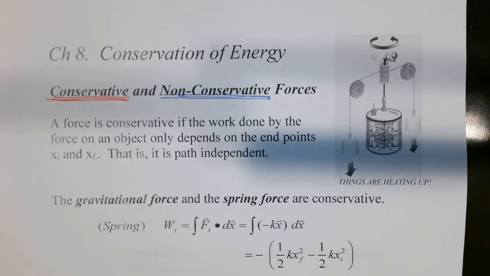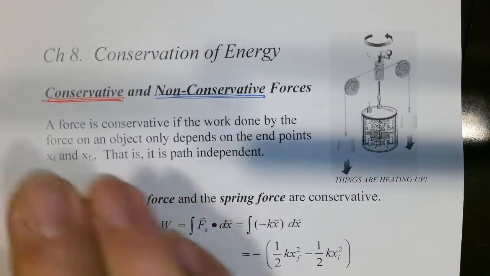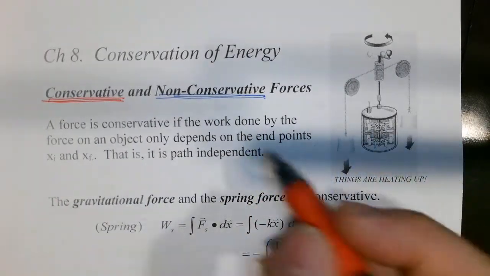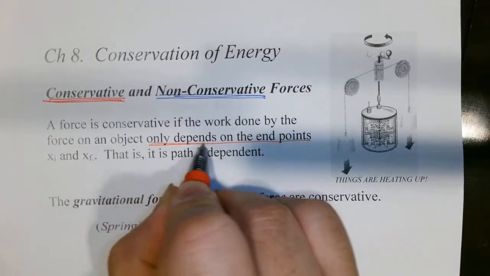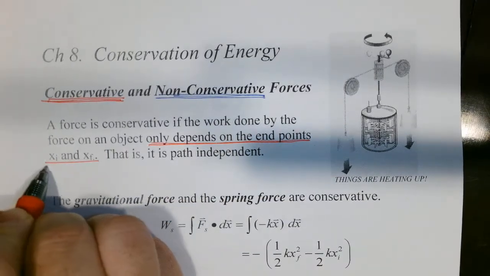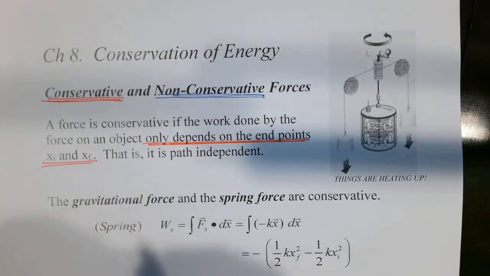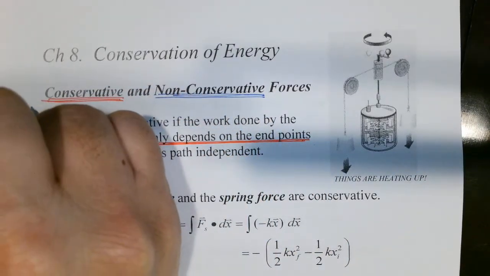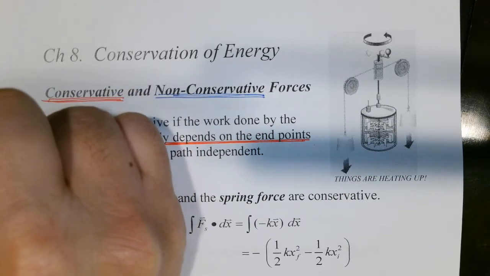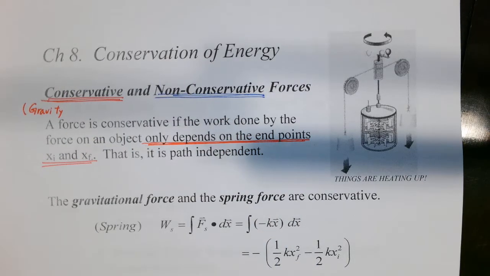All right. Now, conservative forces basically deal with forces that have to do with locations. A force is conservative if the work done by the force on an object only depends on the endpoints. So what forces depend on endpoints? Well, we know gravity pretty much depends on where you start and where you end up, how high it gets or how low it gets, and so on. So gravity is a form of conservative force.